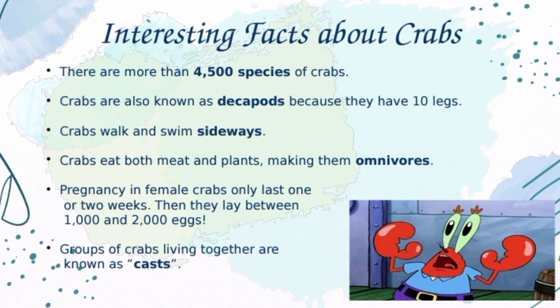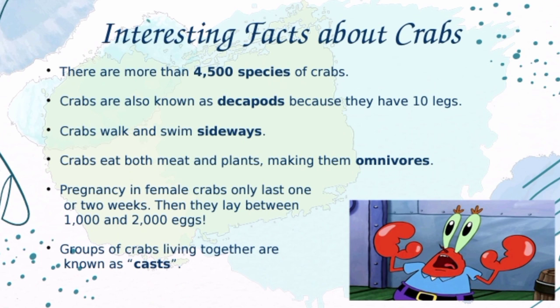Then, crabs eat both meat and plants, making them omnivorous. Some of them eat plants like algae, and some get meat from mollusks, worms, fungi, bacteria, and even other crustaceans such as shrimp or barnacles. In times of desperation, they have been known to eat the offal from the seafloor. Kabilang na dito is yung mga dead and decaying animals.